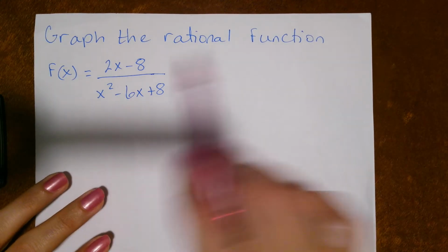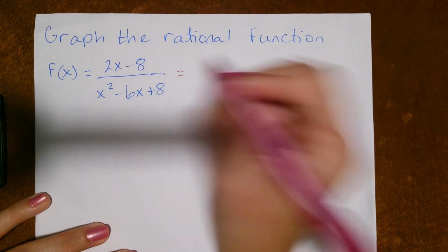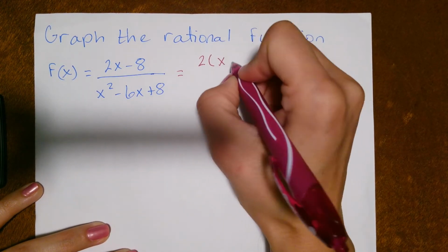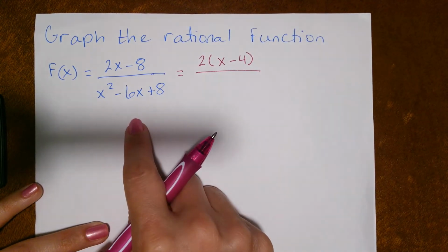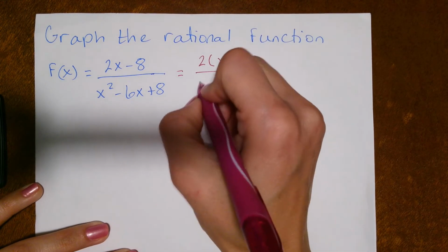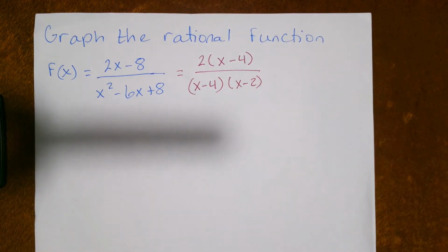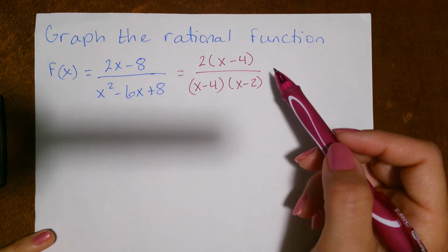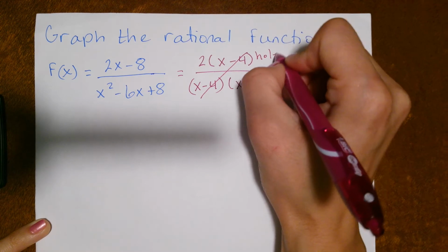With rational functions, if you're graphing, the very first thing right off the bat is to write this in factored form. So I see I can pull a 2 out of the top. That leaves me with 2 times x minus 4. And the denominator, it's a pretty little quadratic that does factor. This factors into x minus 4 and x minus 2. I see the x minus 4 is common in the numerator and denominator, which means that I can cancel it out and this is going to create a hole.